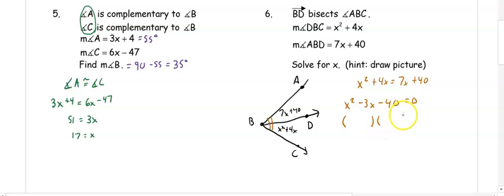So we need two numbers that multiply to negative 40 and add to negative 3. X minus 8, x plus 5. When we switch our signs, x is 8 and x is negative 5. And in this case, both work because 7 times 8 plus 40 is positive. 8 squared plus 4 times 8 is positive, and negative 5, when we put that in, also works. So in this case, we would keep both solutions.